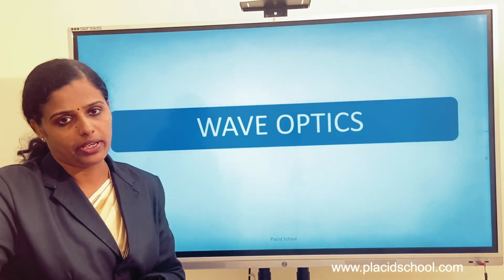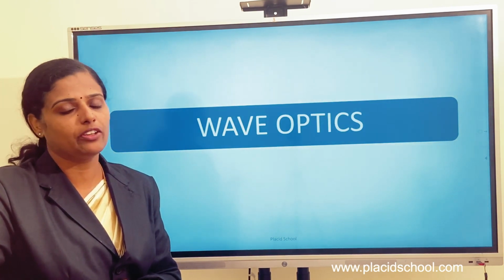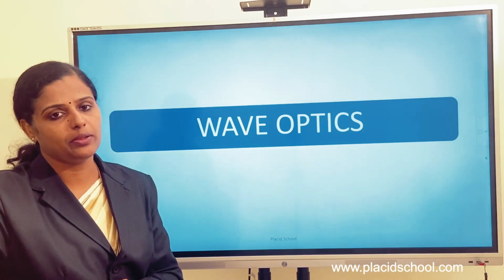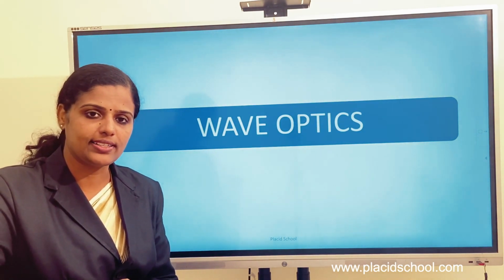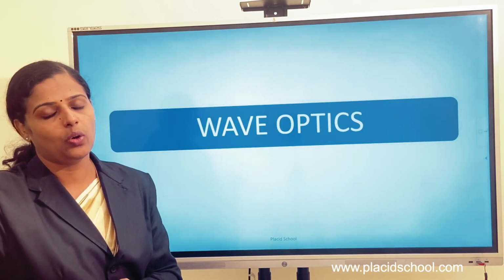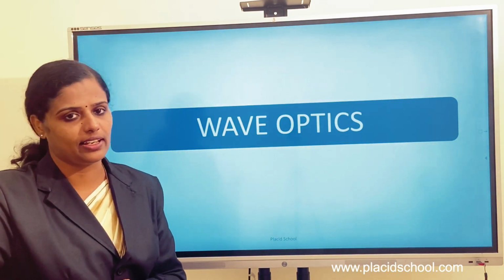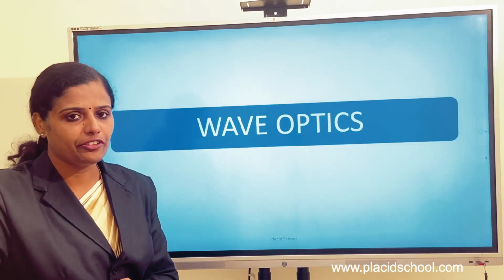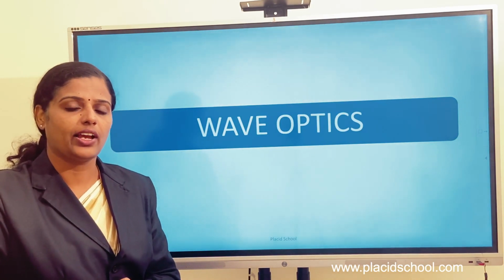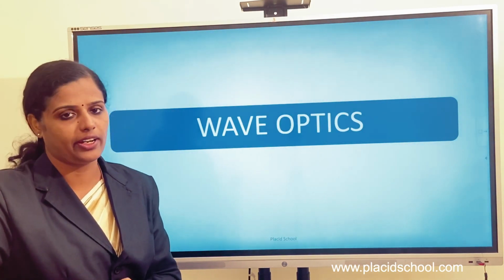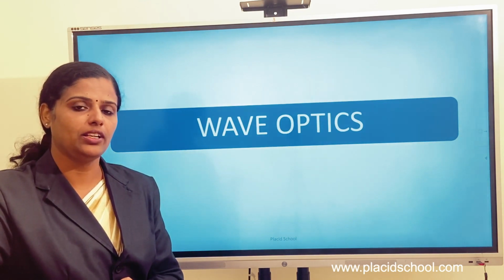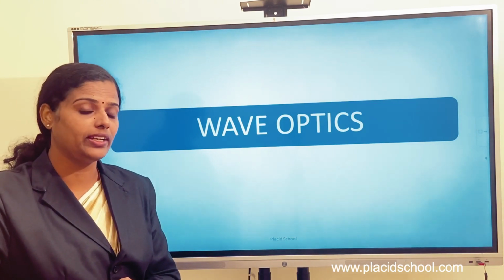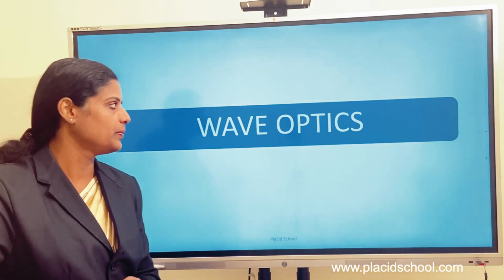In optics, we are familiar with the phenomena of reflection and refraction. They can be explained by using ray optics, where we consider light travels as straight lines, or rectilinear propagation of light is considered. But certain phenomena like diffraction, interference, polarization, etc. cannot be explained on the basis of ray optics. They can be explained by considering light as a wave, so wave optics is used to explain interference and diffraction.